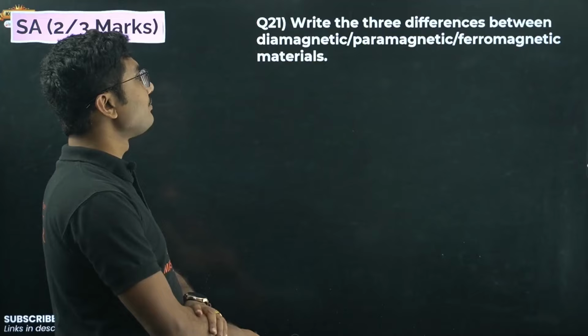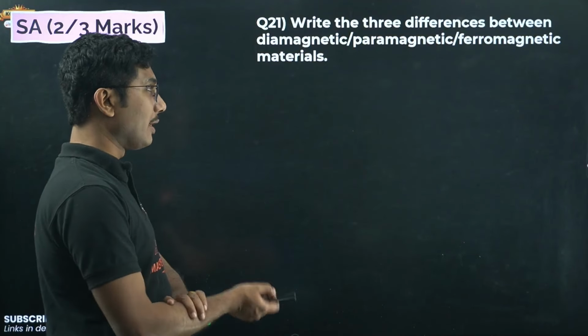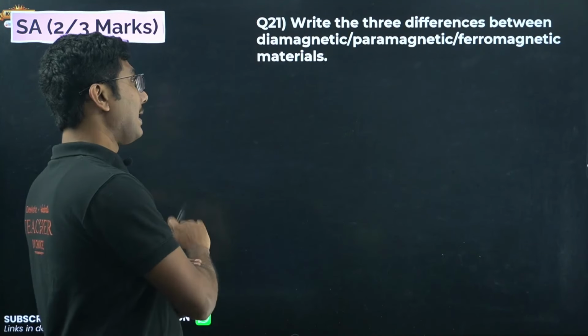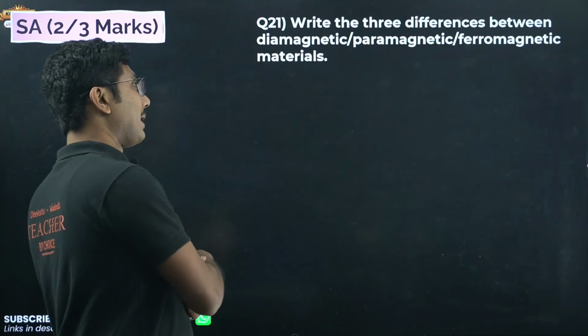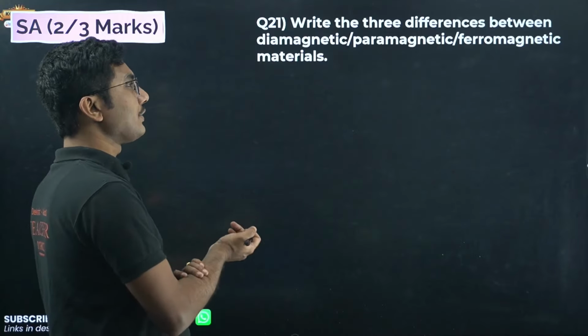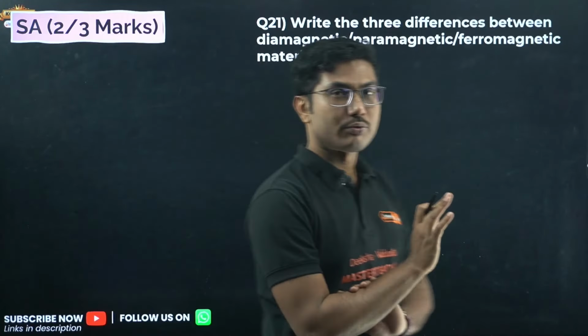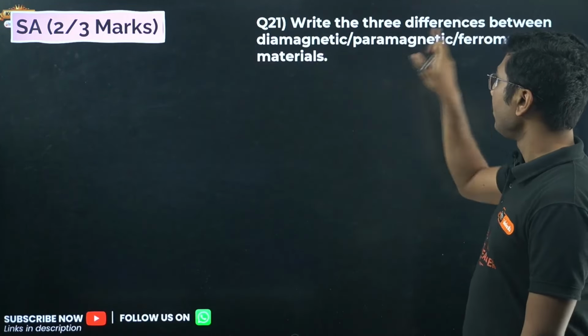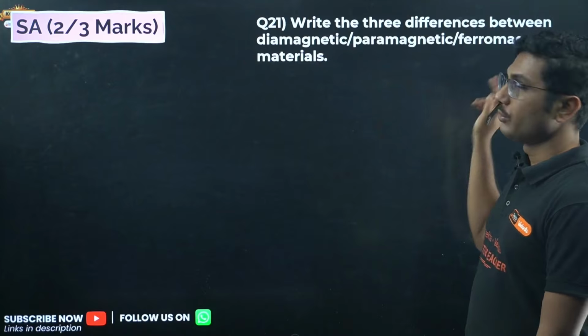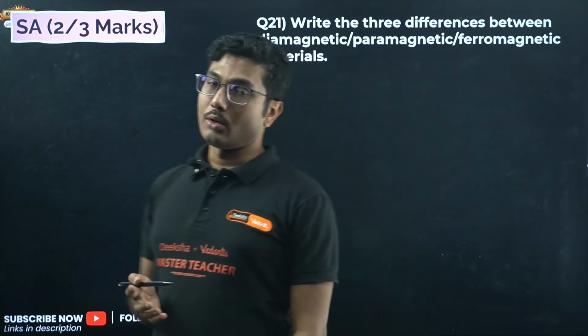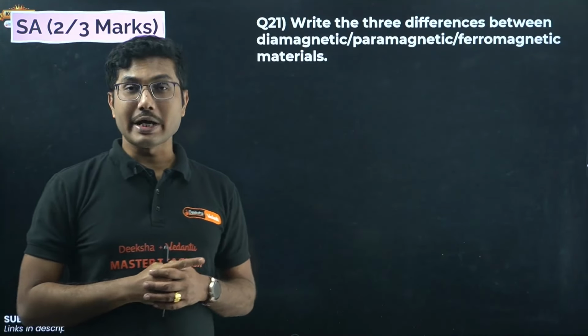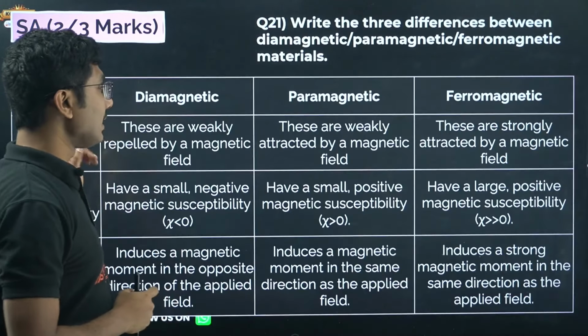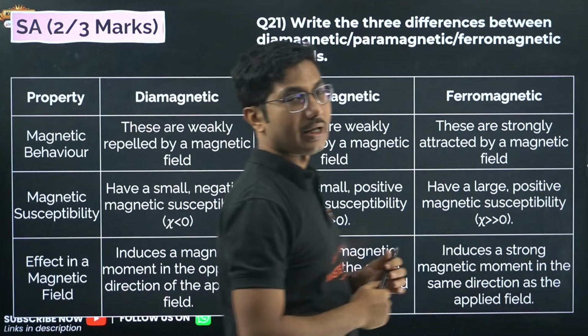Write 3 differences between diamagnetic and paramagnetic, diamagnetic and ferromagnetic, paramagnetic and ferromagnetic. Any combination of 2 can come: dia-ferro, dia-para, para-ferro. Any one of the differences should come in your pre-board, and there is one way so that you can remember it.